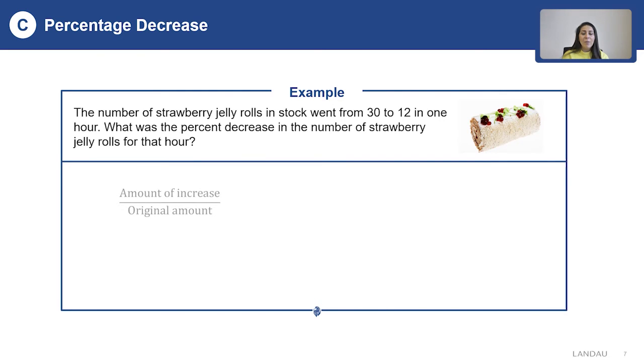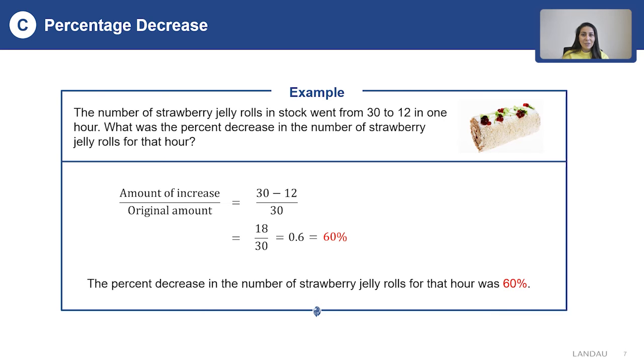For that, I will subtract 12 from 30. Then, I will have to divide it by the original value, which is 30. In order to find the percentage, I will then have to multiply it by 100%. The final answer is 60%.